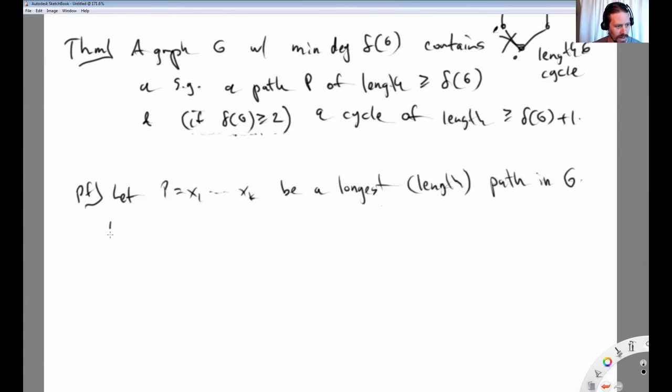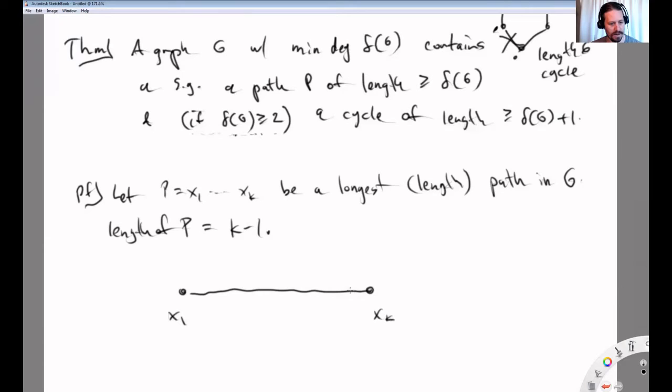Its length, so the length of P is k minus 1, right? Just because I gave the vertices names here, x1 up to xk, there are k minus 1 edges, right? The first edge out from 1, the second edge out from 2, the last edge out from k minus 1. So that's k minus 1 edges, and that's the length. But that's just defining the length. This k doesn't mean anything yet. Okay, let's look at a picture. So here's x1, here's xk, and these are the vertices inside.